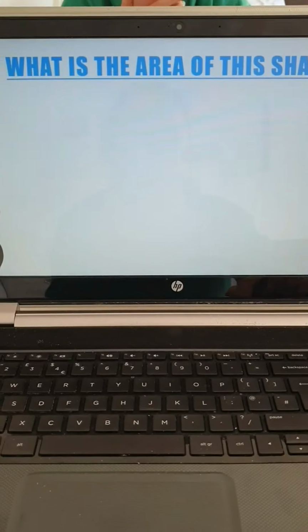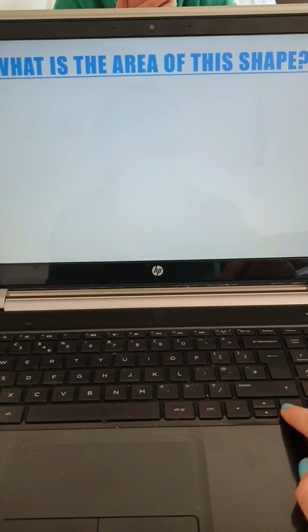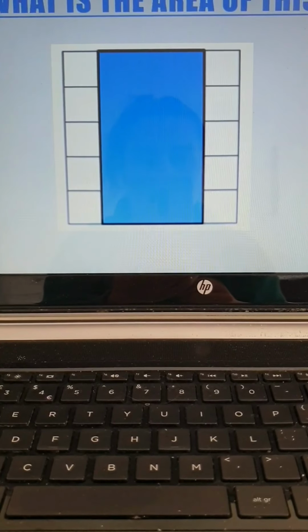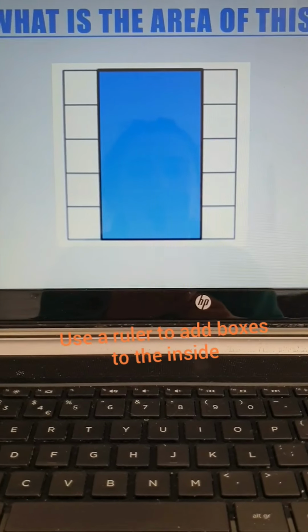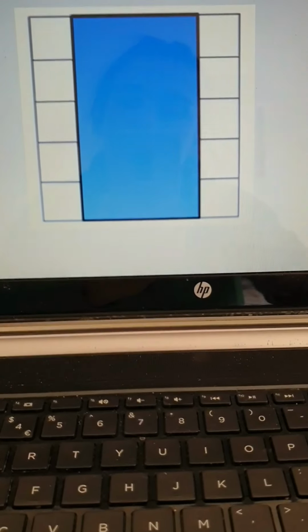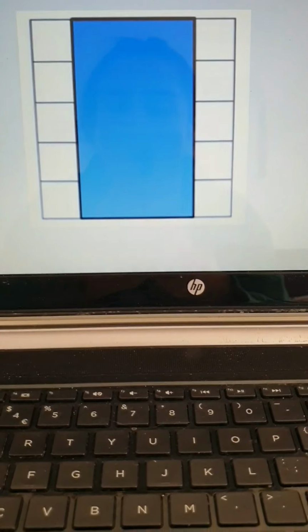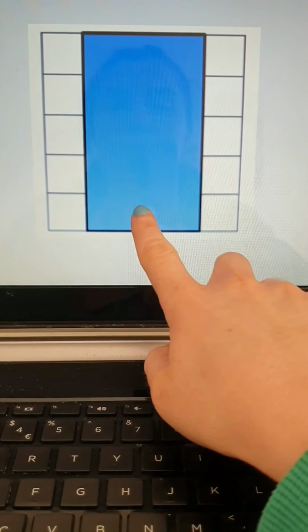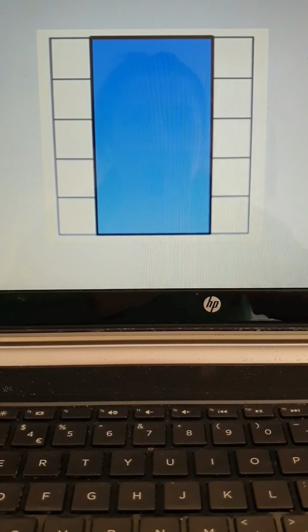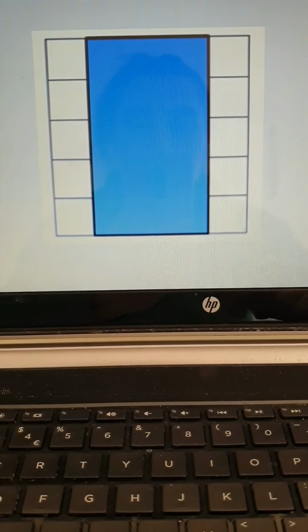Correct. Okay, what is the area of this shape? Let's have a look. Okay, so we've got a rectangle here, and although we can't see the squares the whole way through, we need to, I suppose, estimate or judge how many squares would be in here, okay? So we need to use our judging skills and our estimating skills, okay?